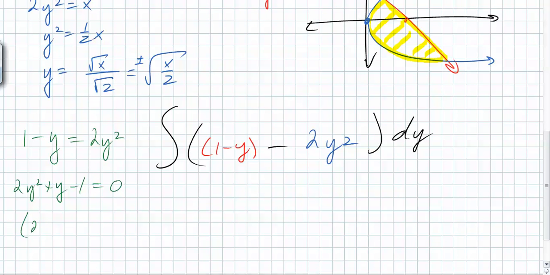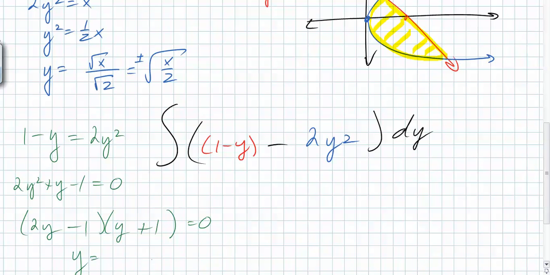So what do you end up with? 2y, y, and what do you end up with? Plus 1 and minus 1, like that? Is that correct? I think so. So y is equal to negative 1 half, or excuse me, 1 half, or negative 1. It kind of makes sense because the bottom looks like it's farther down. So what do you put here? You put the lower limit there. So negative 1 there and 1 half there. And then you evaluate this integral.